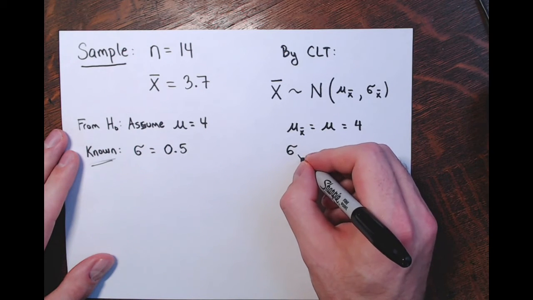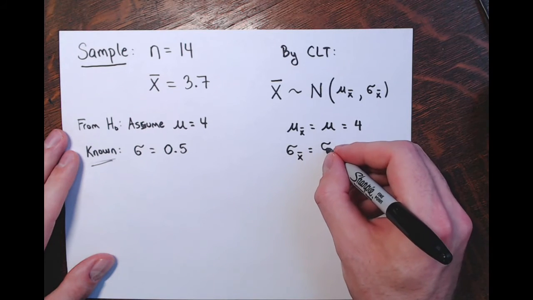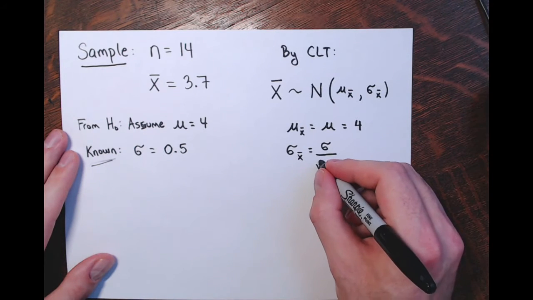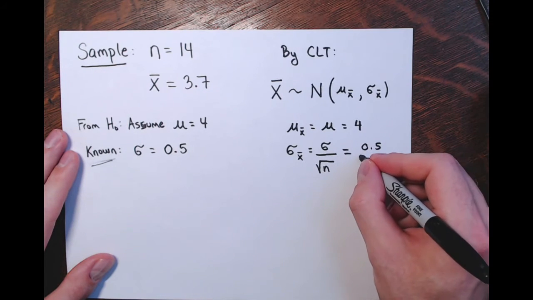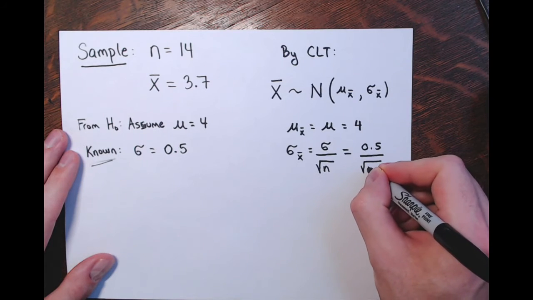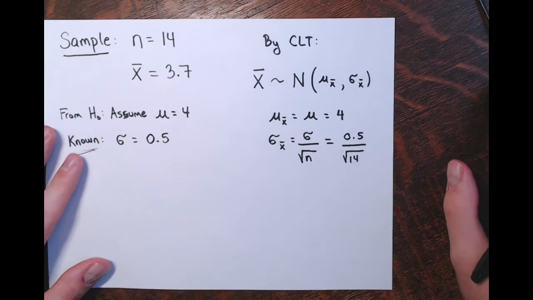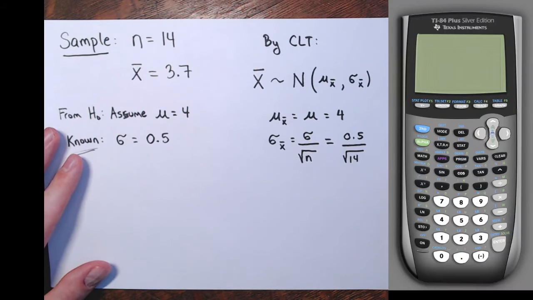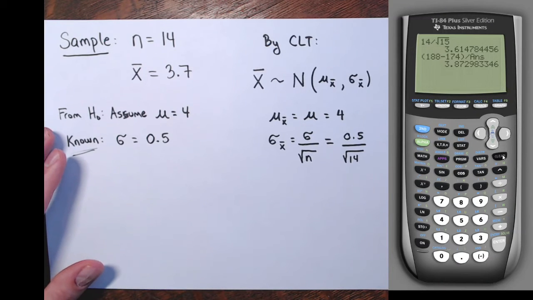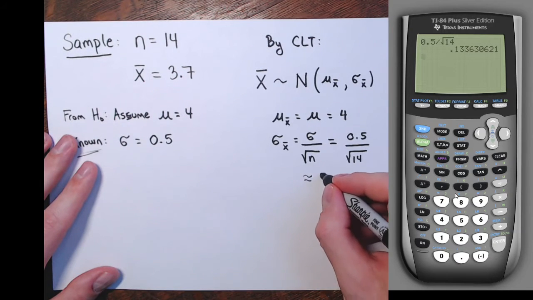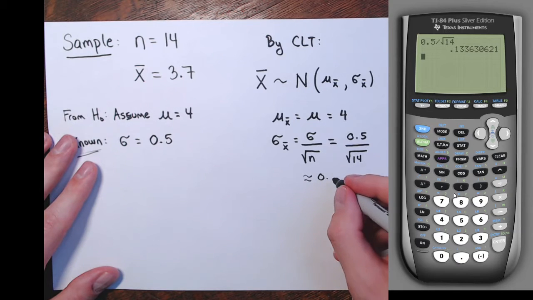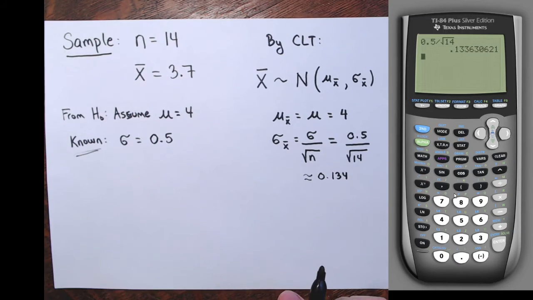And the standard deviation of the means, remember, is the standard deviation of the population divided by the square root of the sample size. So that's 0.5 divided by the square root of 14, which I'll punch in. We'll use the whole thing, but let's take 0.5 divided by the square root of 14. And so that's approximately 0.134 ounces.